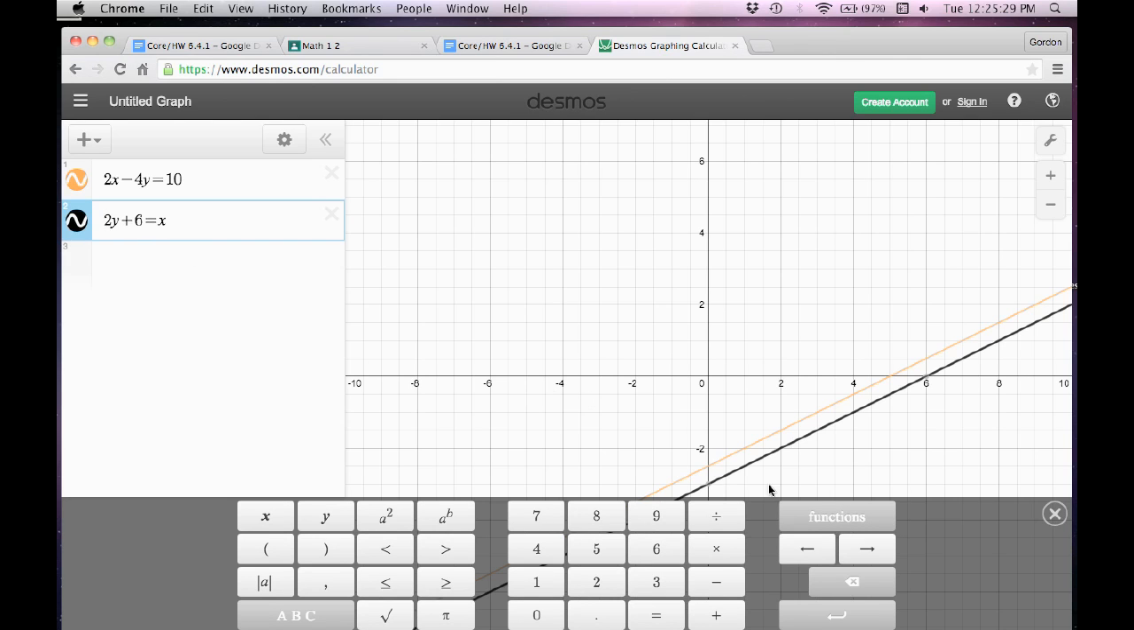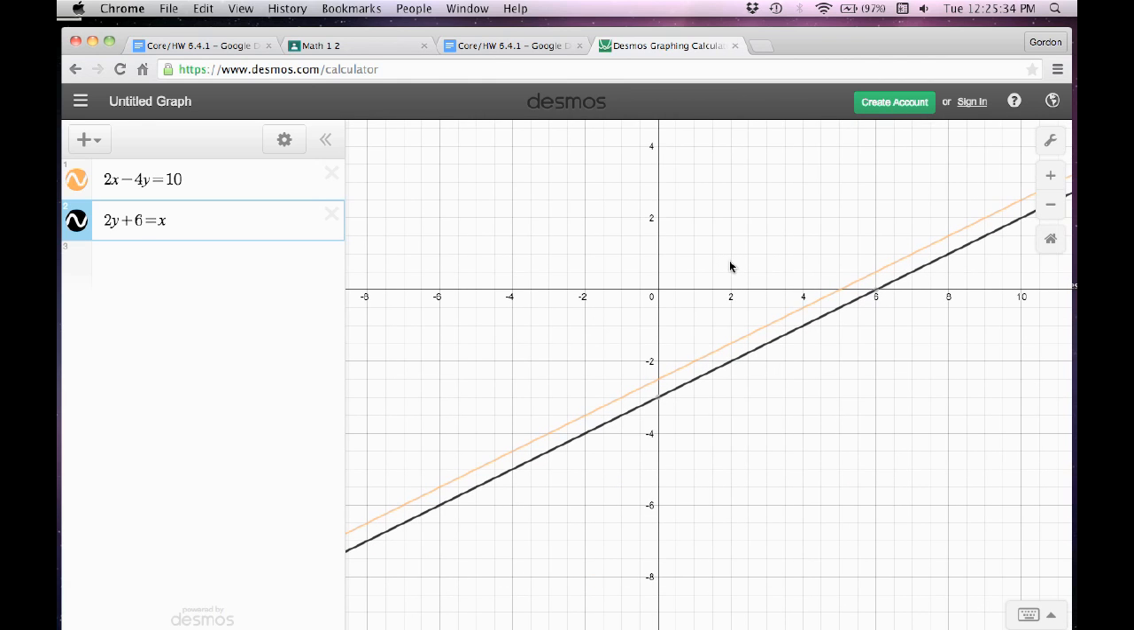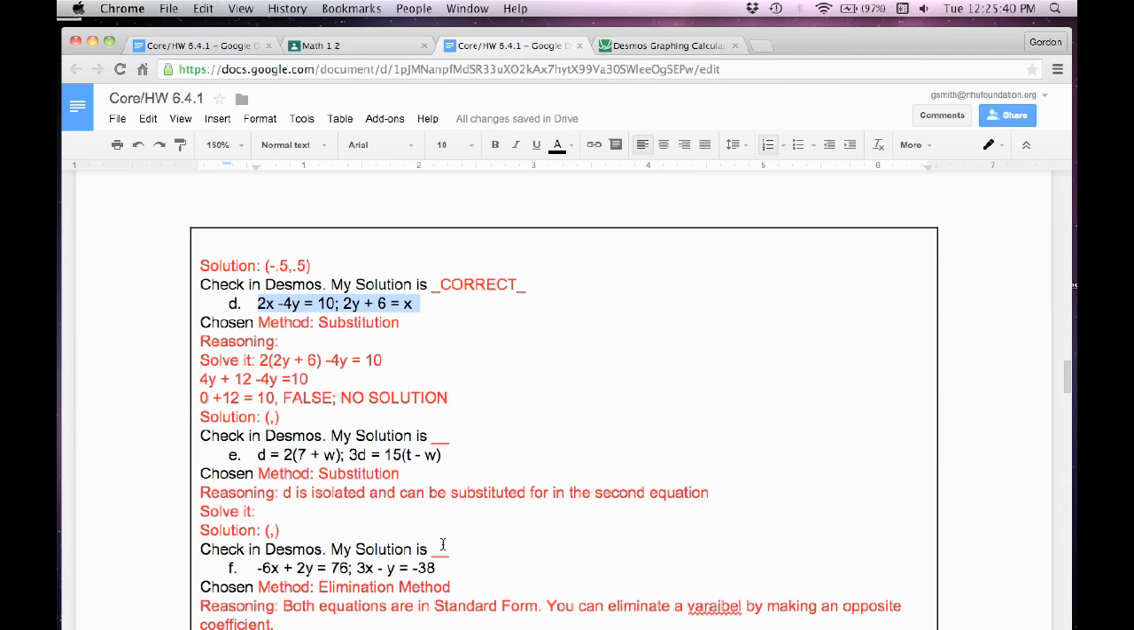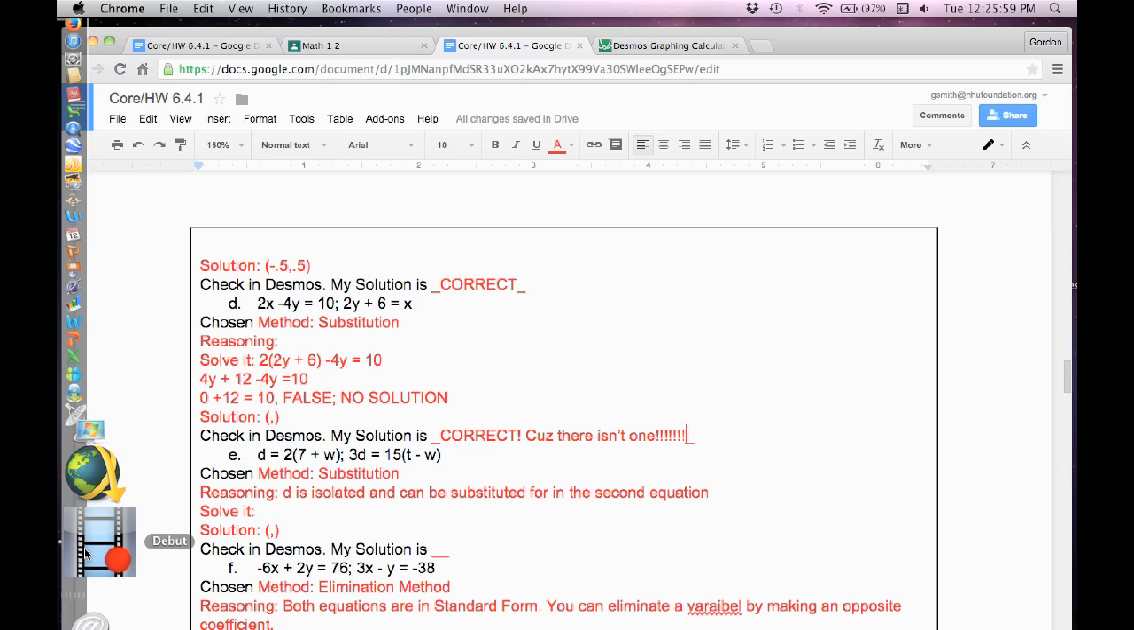It looks like parallel lines. Of course. A solution is where they cross. So if they don't cross, if they're parallel, there's no solution. That makes a lot of sense. So my solution is, well, it's correct. I'm right. There is no solution. So my solution is correct. Why? Because there isn't one. Yeah. Very, very smart.